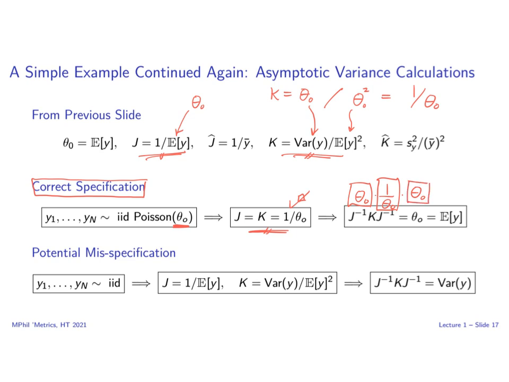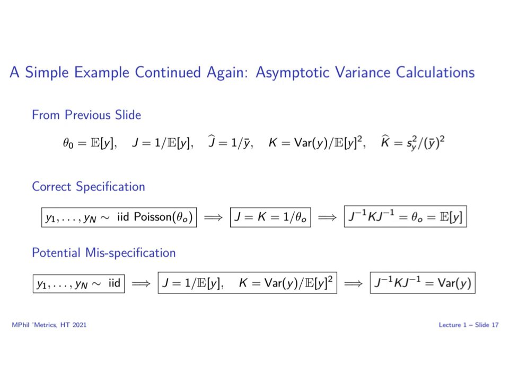This gives us theta naught divided by theta naught times theta naught. Two of those theta naughts cancel, and we're just left with theta naught. Notice that this is the expectation of y. So under correct specification, the theory that we developed for maximum likelihood estimation is telling us that the asymptotic variance will be equal to the expectation of y, namely theta naught.